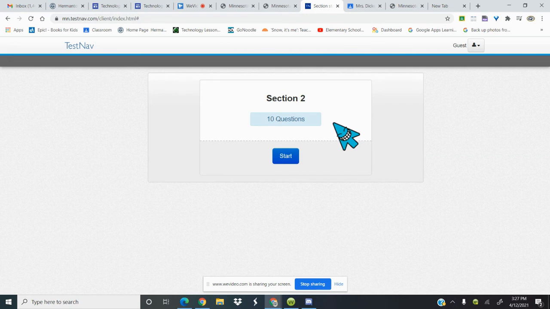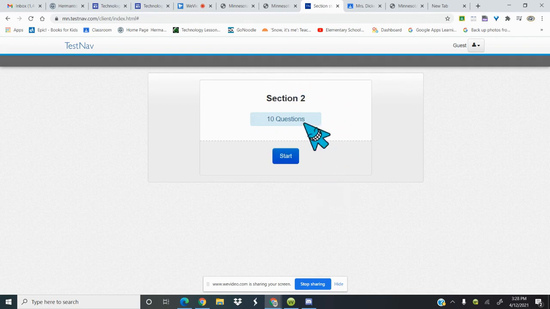All right, so that's about it in a nutshell for the practice test. In the beginning, you'll have to sign in with your account. Mrs. Dickey will have that information for you. But the MCA test will be very similar to this or exactly like this. All the tools will be the same. It's just the signing in will be a little different. But you should be ready to go after watching this.